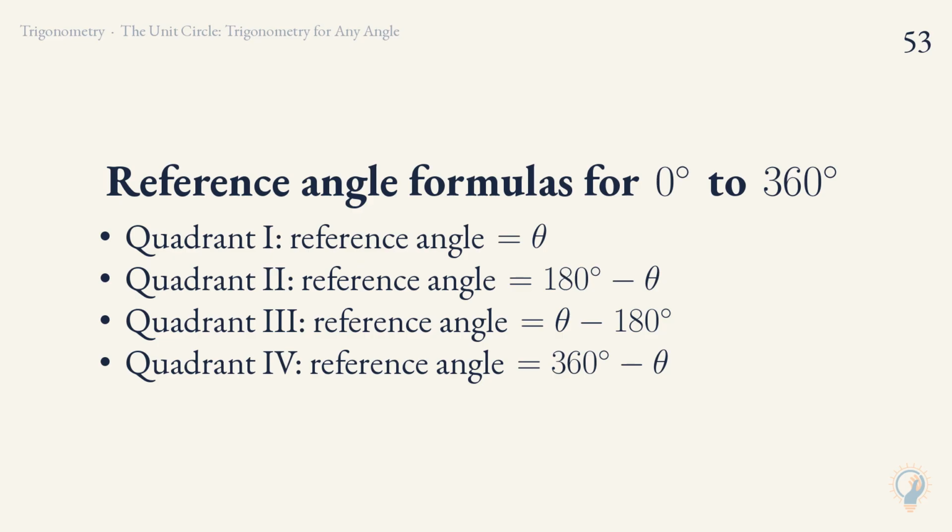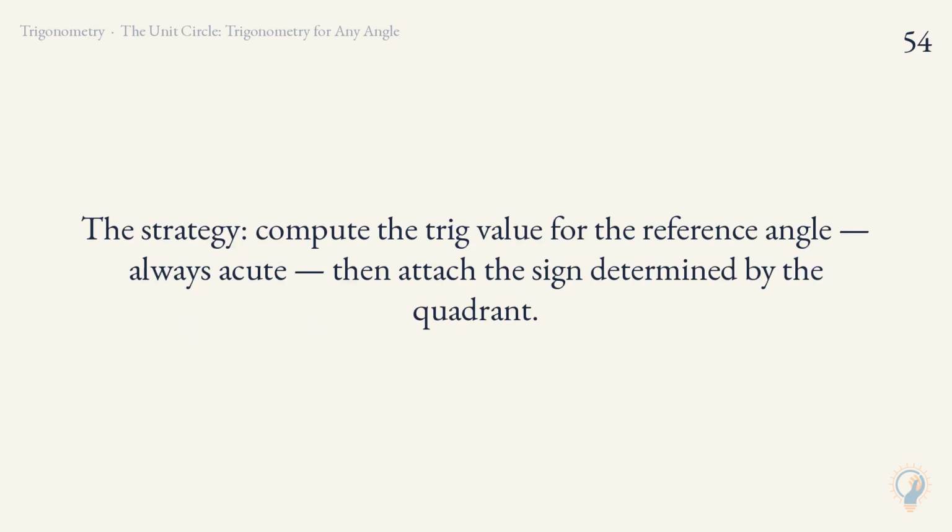Reference angle formulas for 0 degrees to 360 degrees. In quadrant 1, the reference angle equals theta itself. In quadrant 2, the reference angle is 180 degrees minus theta. In quadrant 3, it is theta minus 180 degrees. And in quadrant 4, it is 360 degrees minus theta. The strategy: compute the trig value for the reference angle, which is always acute, then attach the sign determined by the quadrant.